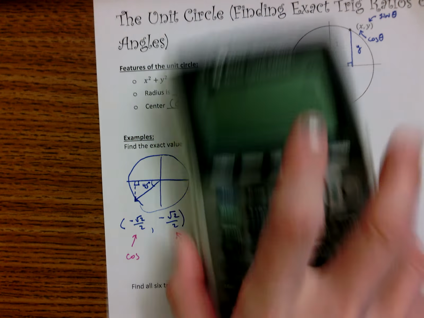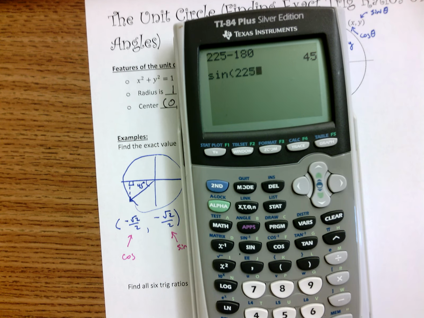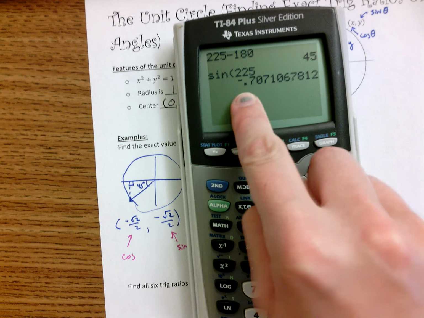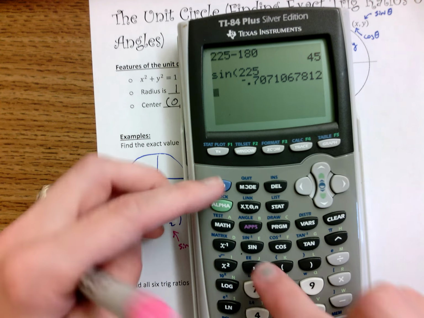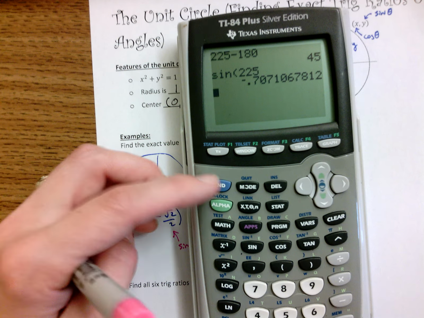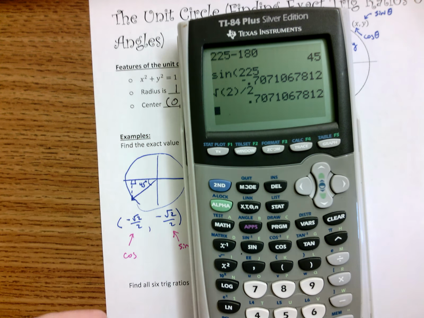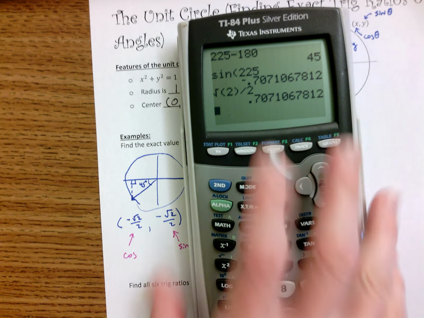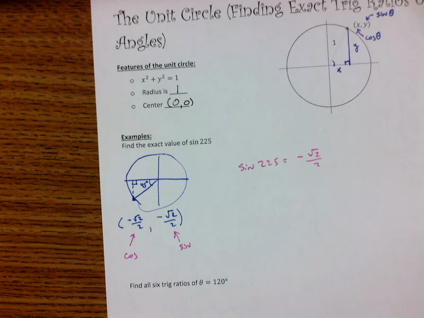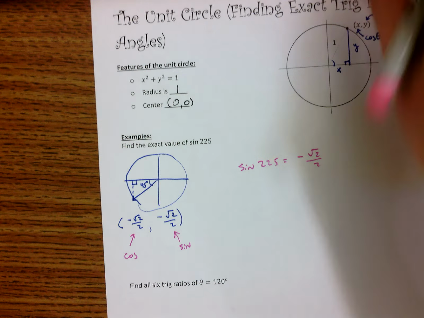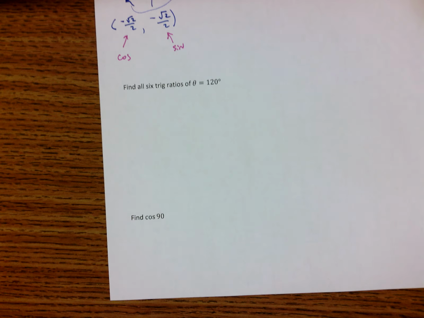Let's check. If I type in the sine of 225, it's negative. This is going to give it to me as a decimal, so let's check what root 2 over 2 is. The square root of 2 divided by 2, same number. So we got the correct trig ratio. All right, and that's how we're going to use the unit circle. So let's look at this next one. Now we're going to find all 6 trig ratios for this one.